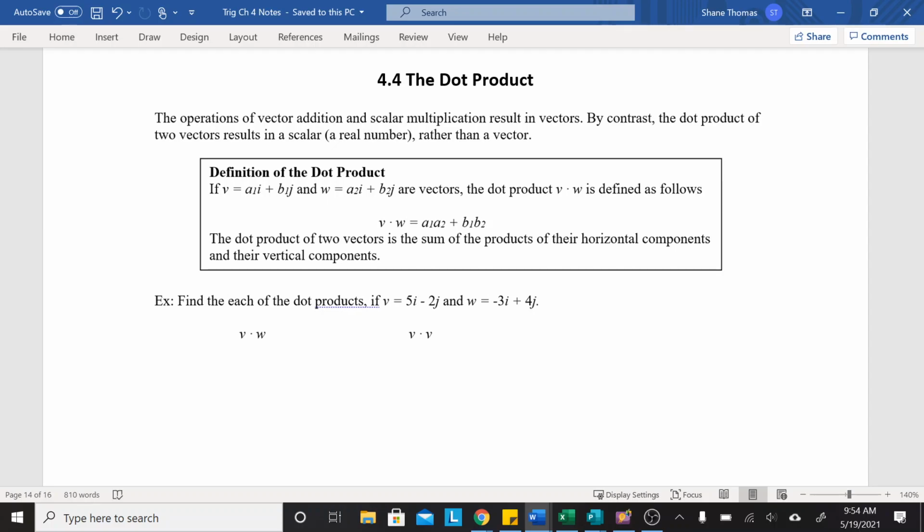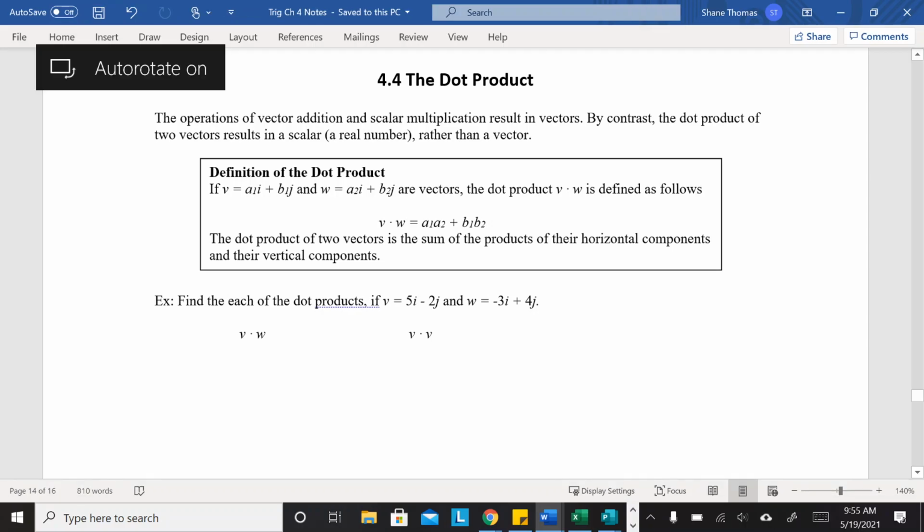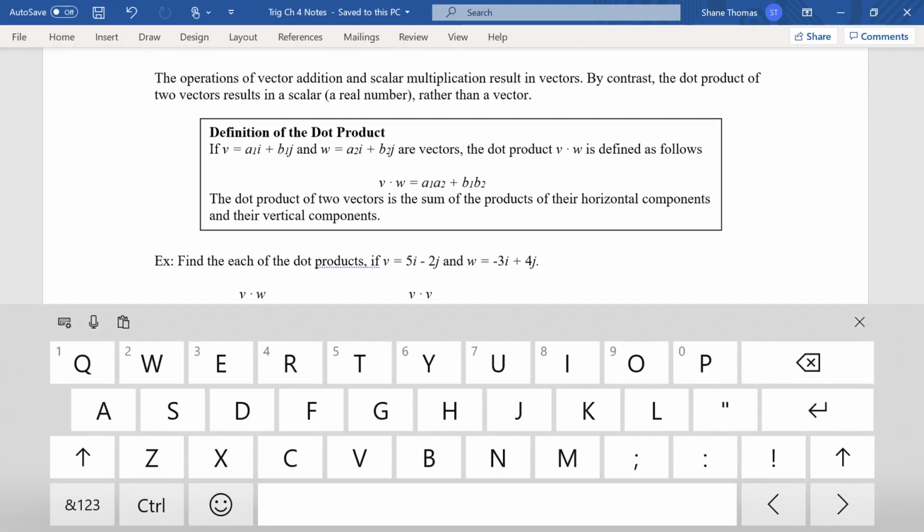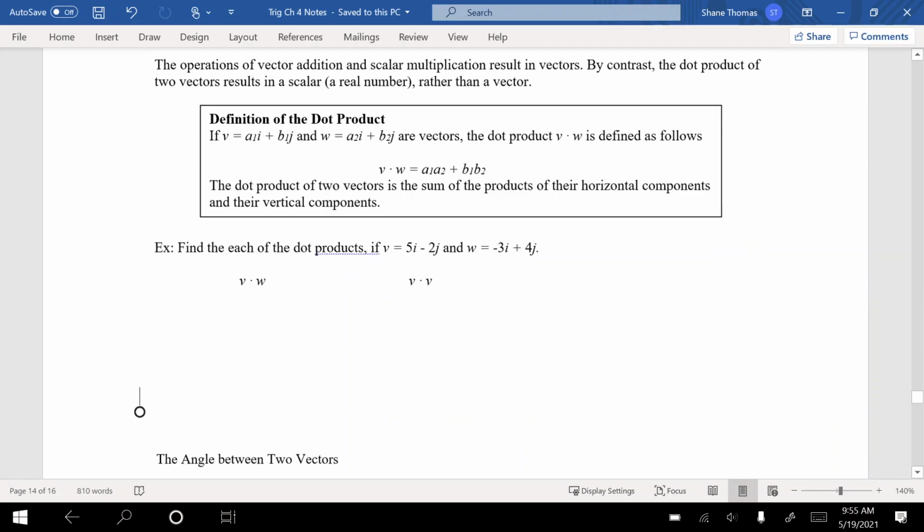All right, so the definition of the dot product. You have vector v and vector w. The dot product v dot w is defined as follows. Multiply your i terms together, multiply your j terms together. It's going to be the sum of the products of their horizontal and their vertical components. So this is a pretty simple concept. If I have v dot w, I have my v and w right there above. All I have to do is take my i terms and multiply them, my j terms and multiply them.